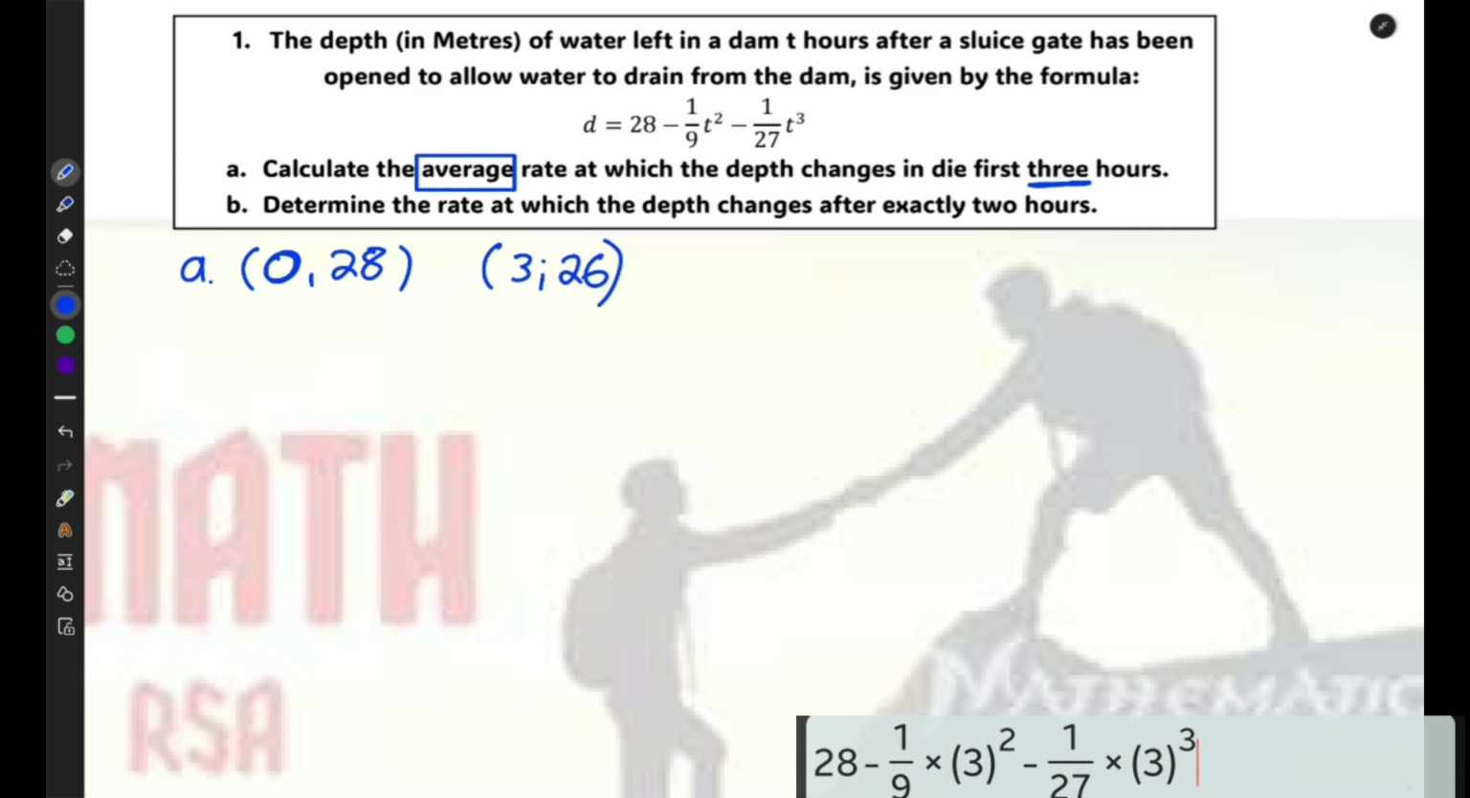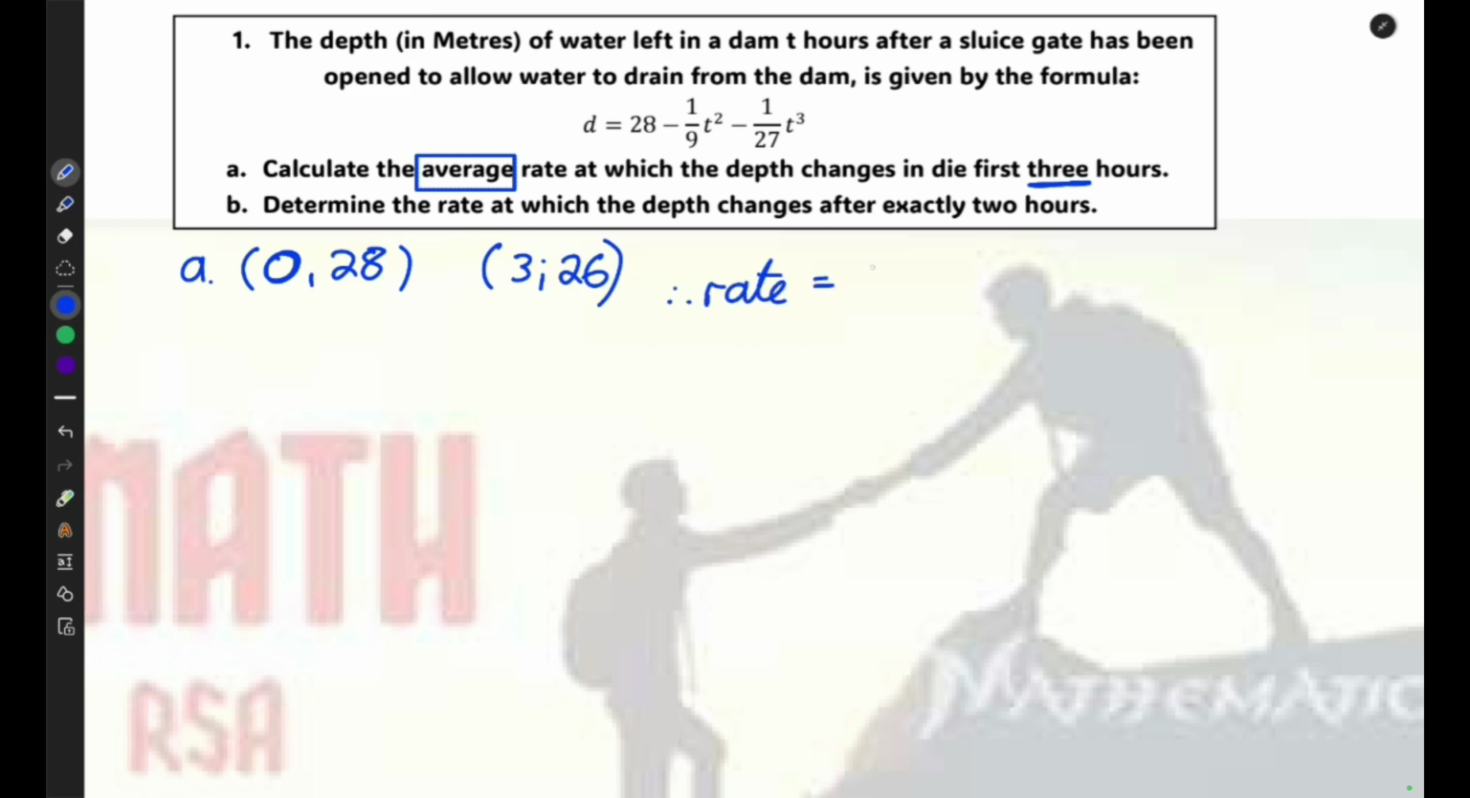So remember, guys, if they say the first 3 hours, it is the coordinate at 0 and the coordinates at 3. Don't let them catch you out and you blank on this first question. So then I can say, therefore, the rate is equal to 26 minus 28 over 3 minus 0. That answer would then just be minus 2 over 3, which would give me 0.66, but a minus. And this story is about meters and hours, so that is meters per hour.